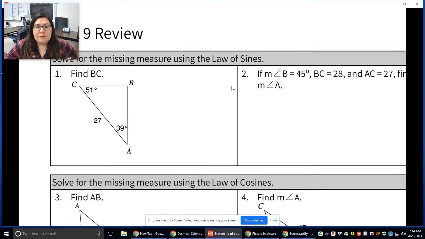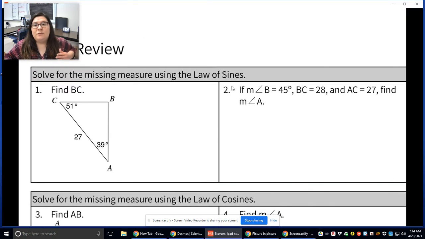For the law of sines, solve for the missing measure using law of sines. Here in the review, I am being a little nice and I put in the directions that you're going to use law of sines. On the test, it doesn't tell you which one to use, so you need to be able to figure out which one to use on your own. My suggestion for law of sines anyway is you're looking for angle and opposite side.